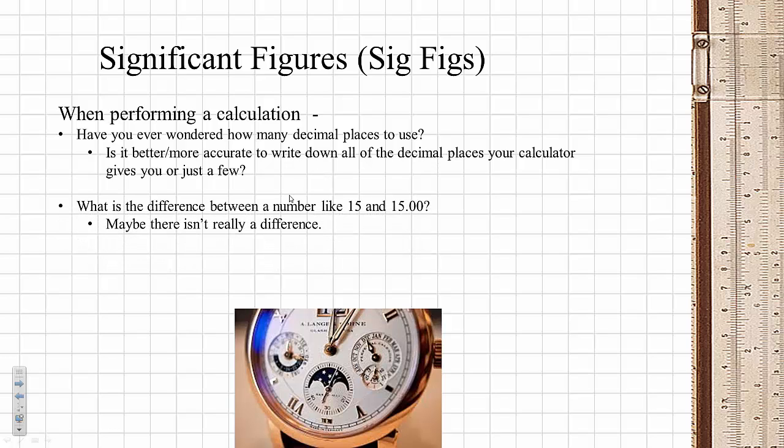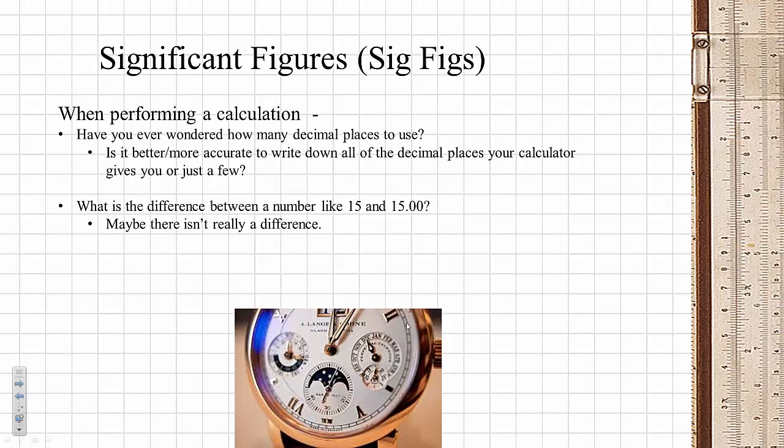So what is the difference between a number like 15 and 15.00? Maybe there really isn't a difference. Well, if you enter these numbers in your calculator and perform some operation, your calculator would give you exactly the same number, because it doesn't know anything about sig figs. But there is a difference. For example, 15 is known only to the ones place, but 15.00 is measured to the hundredths place, to the second decimal place, and it turns out to be a 0. So there really is a difference.